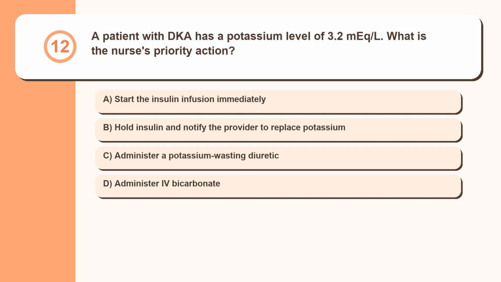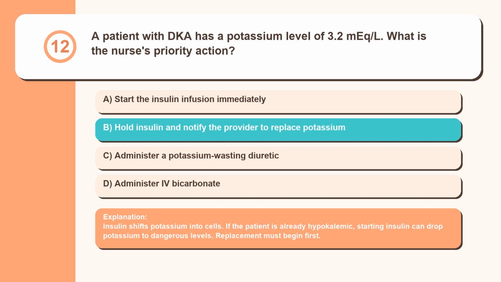Question 12. A patient with DKA has a potassium level of 3.2 milliequivalent/L. What is the nurse's priority action? Start the insulin infusion immediately. Hold insulin and notify the provider to replace potassium. Administer a potassium-wasting diuretic. Administer bicarbonate. Insulin shifts potassium into cells. If the patient is already hypokalemic, starting insulin can drop potassium to dangerous levels. Replacement must begin first.